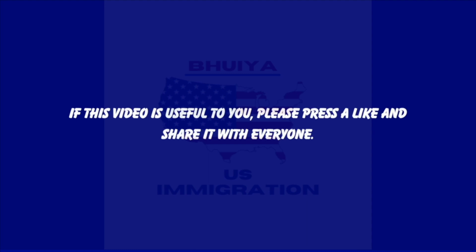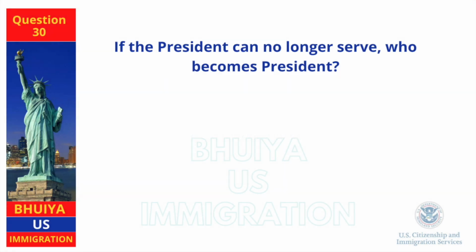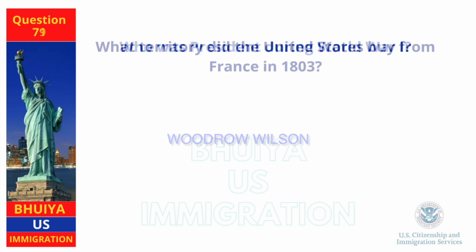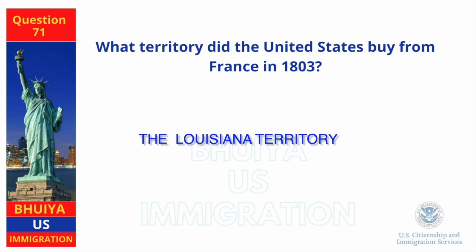Let's get started. If the president can no longer serve, who becomes president? The vice president. Who was president during World War I? Woodrow Wilson. What territory did the United States buy from France in 1803? The Louisiana Territory.